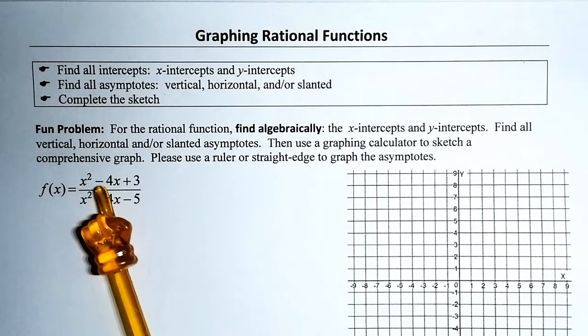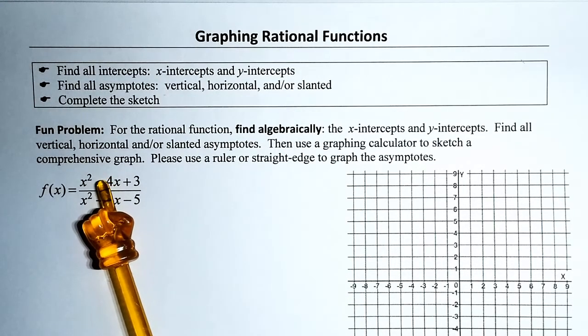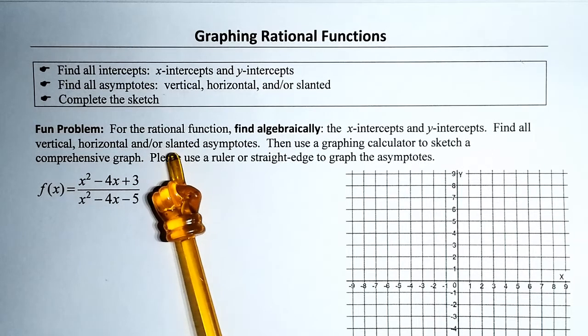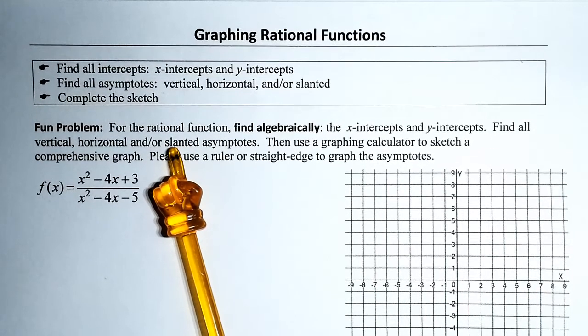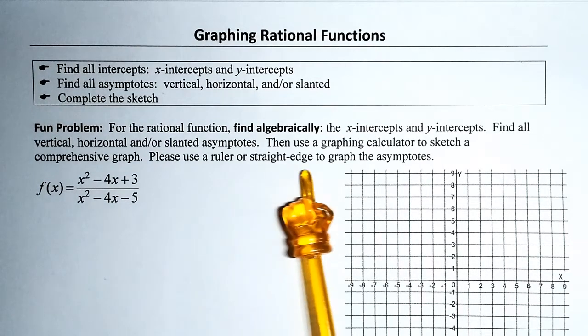But I need a comprehensive graph, so don't just copy what you see on your screen. You need to include the graphs of the asymptotes. Asymptotes, sorry, are straight lines. So it would be nice if I do see straight lines. So I kindly ask if you please use a ruler or straight edge to graph the asymptotes.